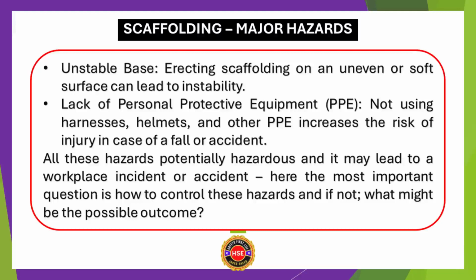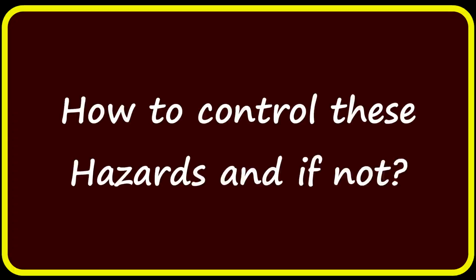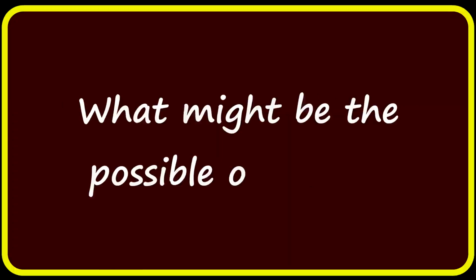Whenever you are on your construction site, inspecting a scaffolding structure, you need to understand, you need to know, and you need to check all these 15 points. Because all these 15 hazards are potentially hazardous and may lead to a workplace incident or accident. Here the most important question is how to control these hazards, and if not, what might be the possible outcome.